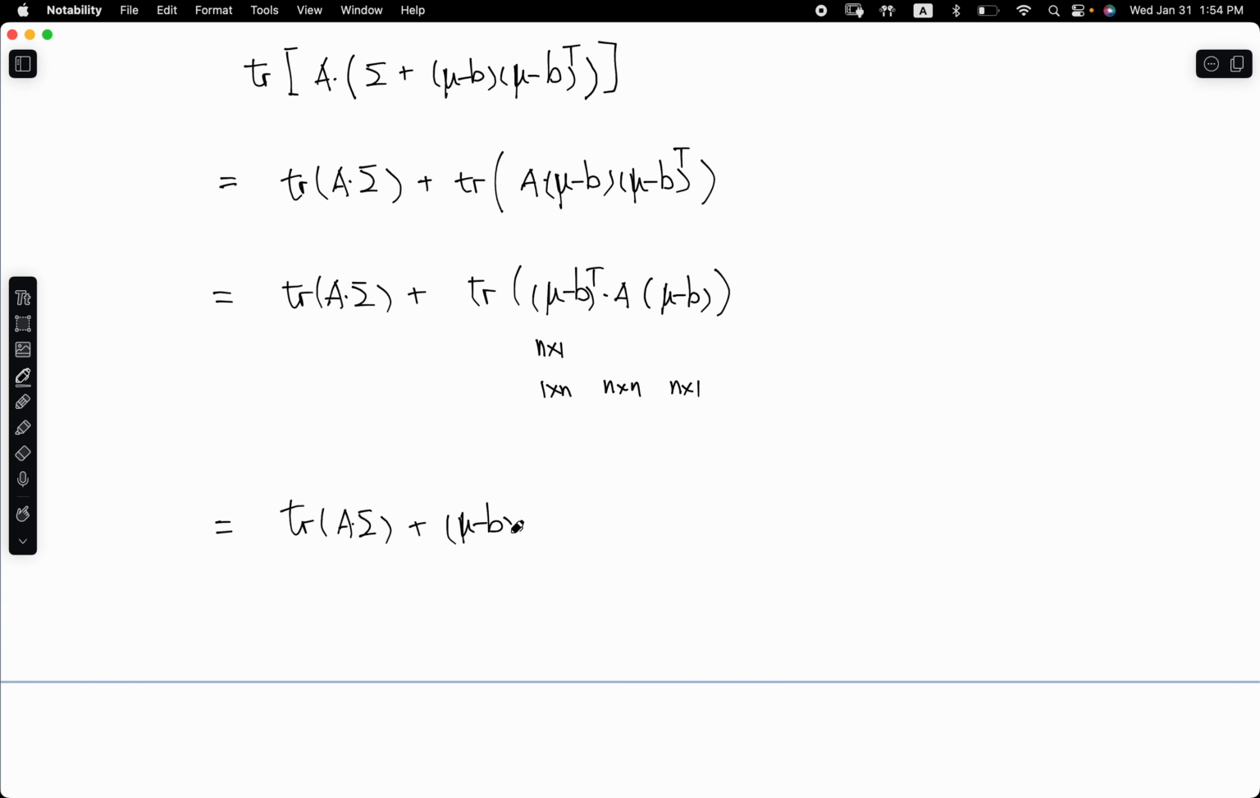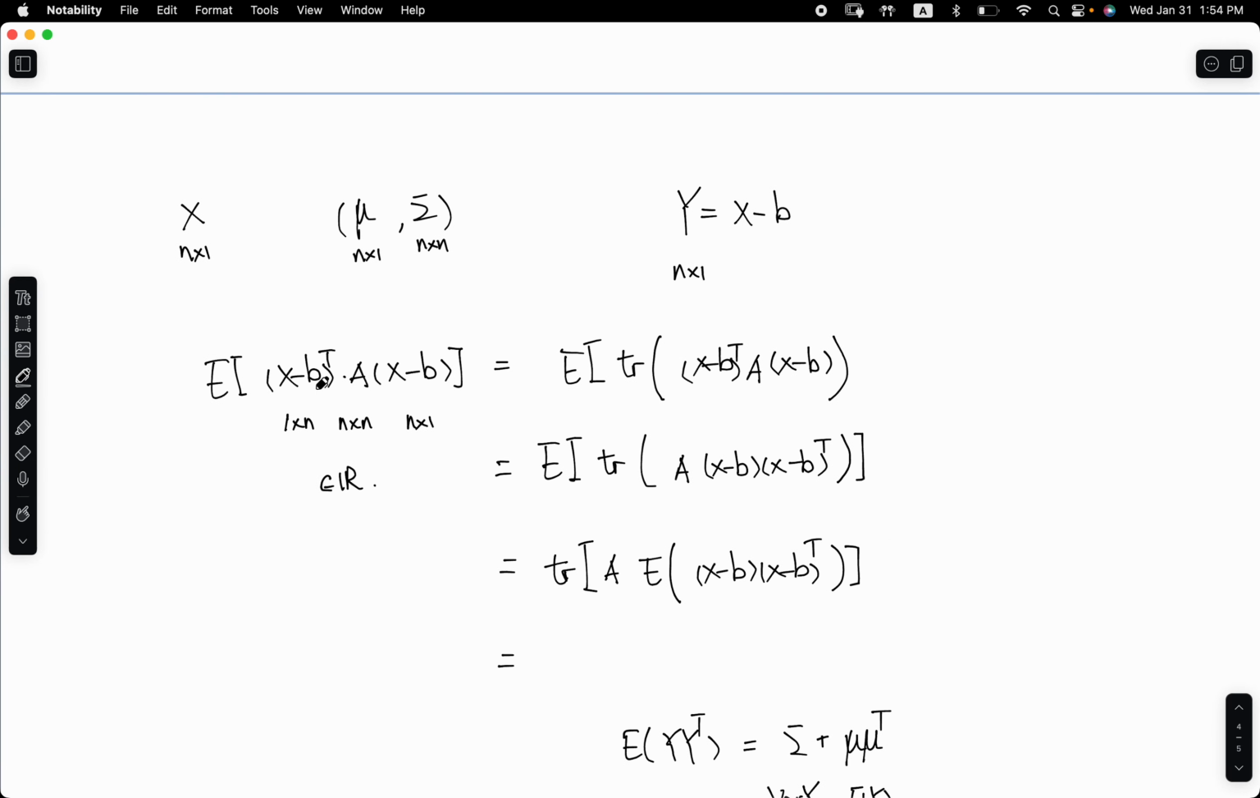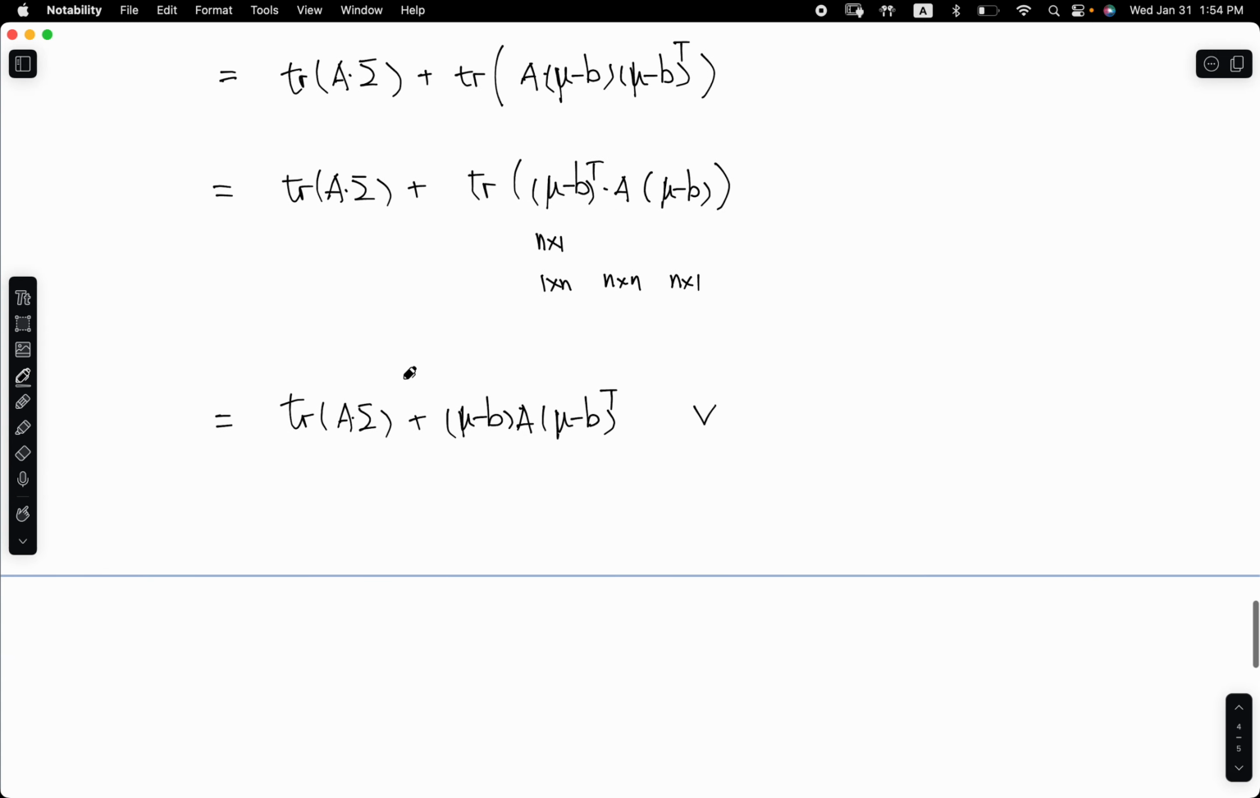So mu minus b transpose A mu minus b. Okay, so yeah, this is just equal to the right hand side that the question asked, to show that the left hand side equals the right hand side. Yep. Okay.